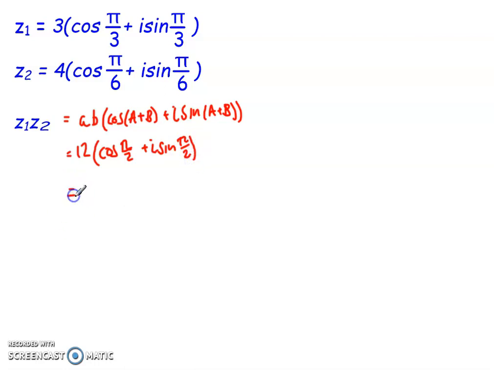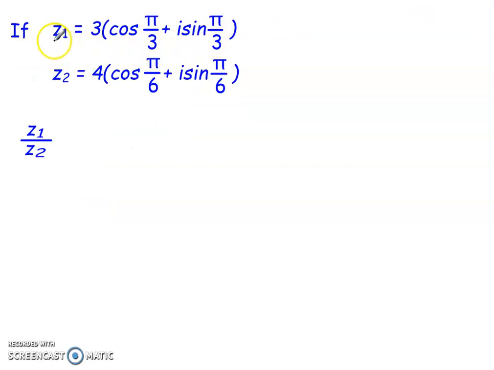If it wants me to leave it in polar form, I just leave it like that. If it wants me to take it a step further and write it as simply as possible, I would just calculate cos of pi by 2 and sine pi by 2. Cos of pi by 2 is equivalent to cos 90, which is 0. Sine pi by 2 is equivalent to sine 90, which is 1. So I'd end up with just 12i. So there you go. First example done.